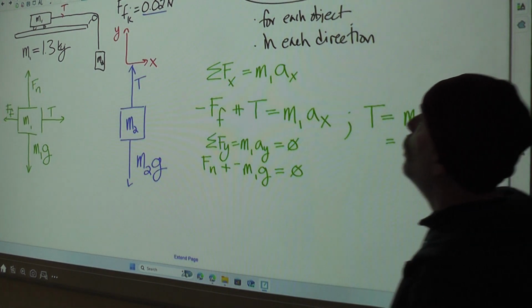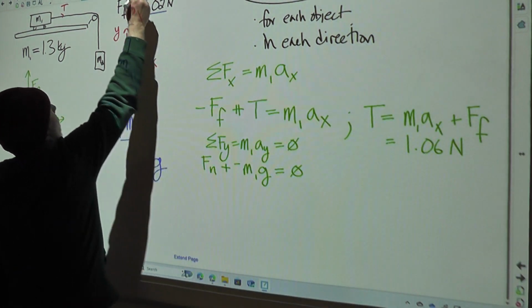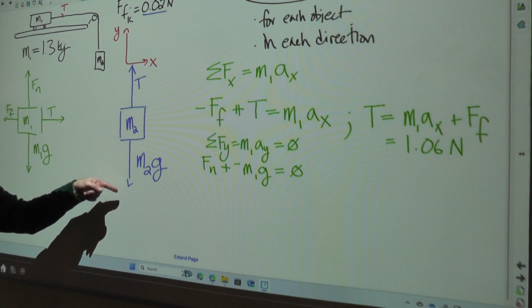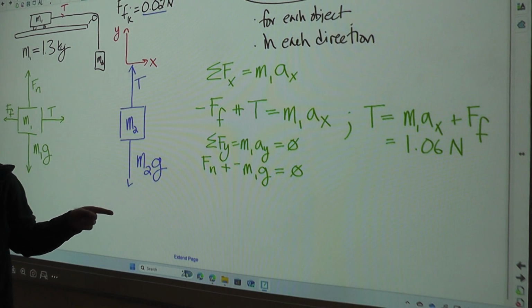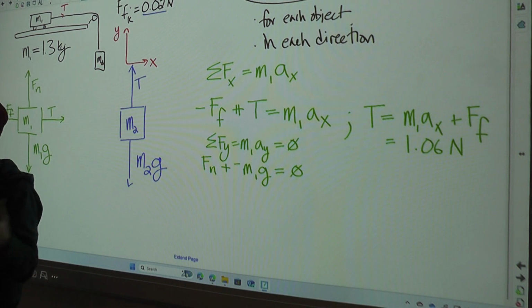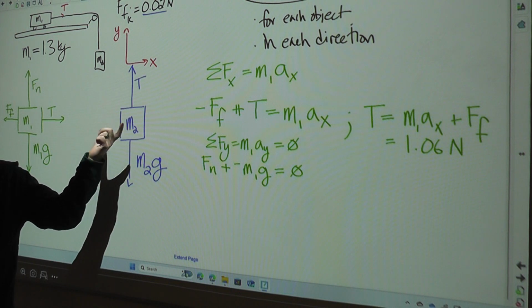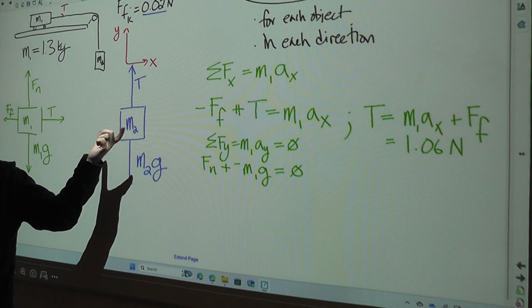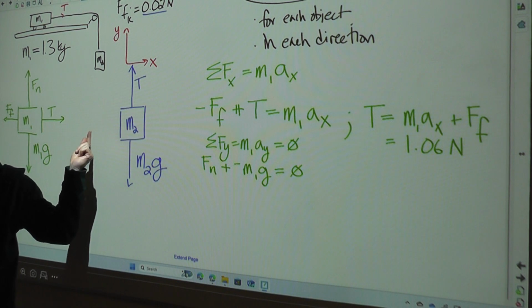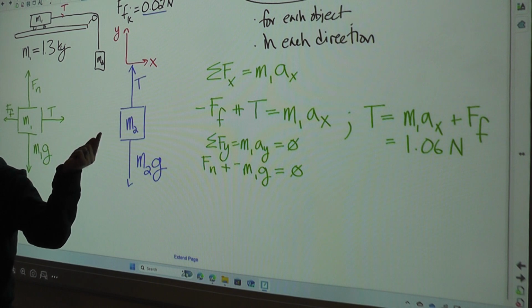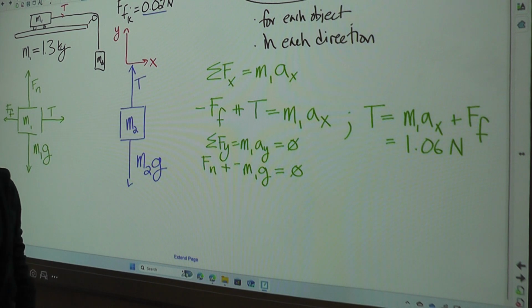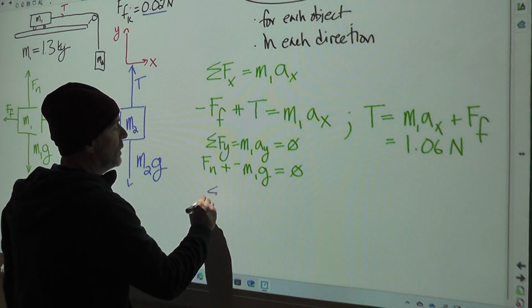Okay? When we look at the hanging mass, it only has one dimension with anything going on. In the x dimension, there are no forces, so the sum of the forces is 0. And there's no motion at all, so the acceleration is 0. So mass times acceleration is 0. Left and right, for mass 2, 0 equals 0. Not super helpful.